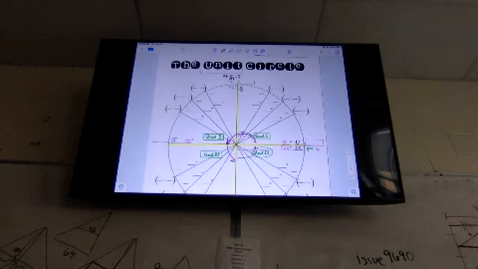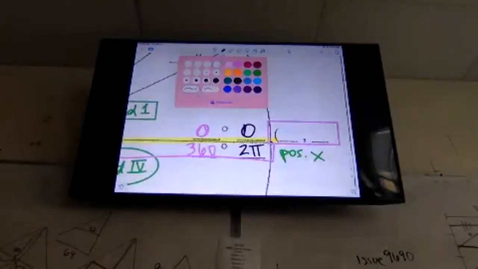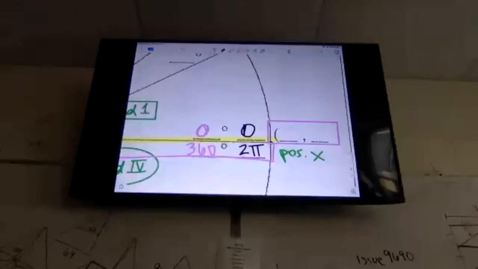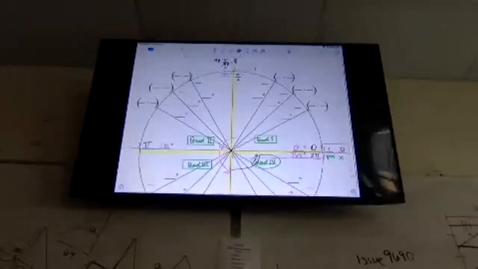So at that point, I went over 1 and I didn't go up or down any. So that point is at the point 1, 0. I went right 1 and I went up and down 0. Using that same logic, what would my point up at the top at 90 degrees be called? 0, 1.